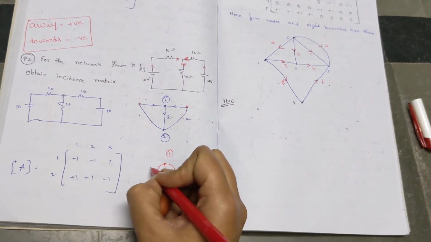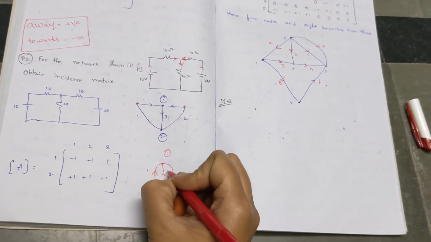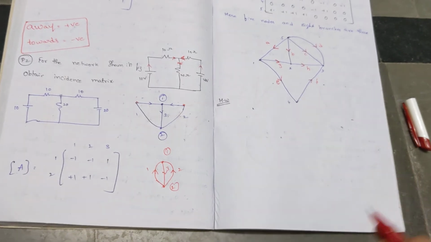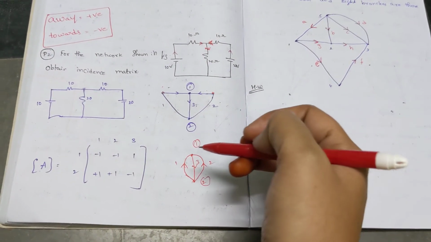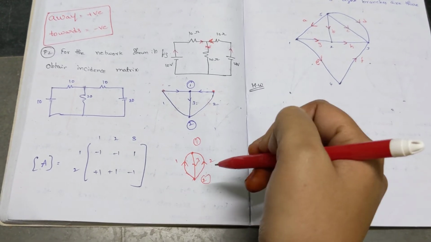So simply this is the first branch, this is the third branch, and this is the second branch. This is the simple graph for this given network. Okay, now I am having only 2 nodes and 3 branches.